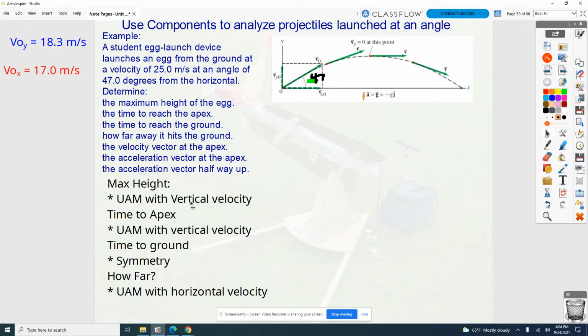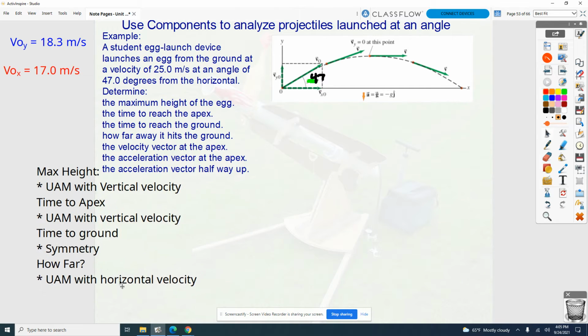The max height is dependent only on the vertical velocity, so we're going to use the UAM equations with the vertical velocity only. Same thing with the time to the apex. How high it rises is dependent on how fast it's moving vertically. Symmetry can be used to find the time to the ground, once I know that time. And then how far it travels horizontally certainly depends on how long it's in the air, but it also depends heavily on how fast it's moving across the ground. So we're going to break this up into components, and then we're going to apply the UAM equations to each one separately, linking them through that time variable.